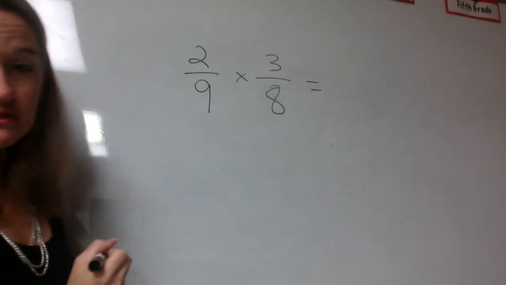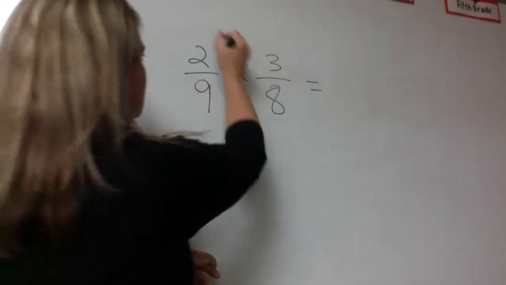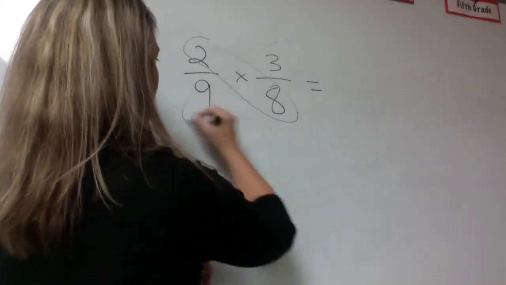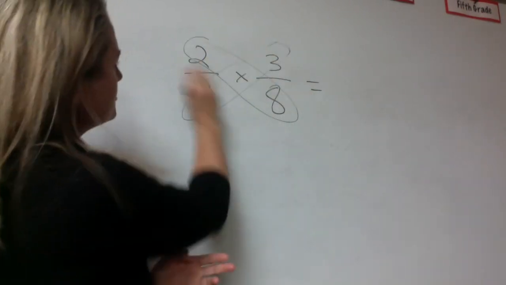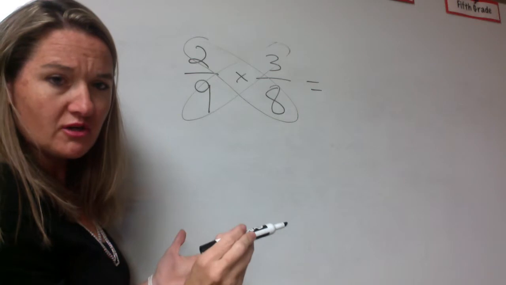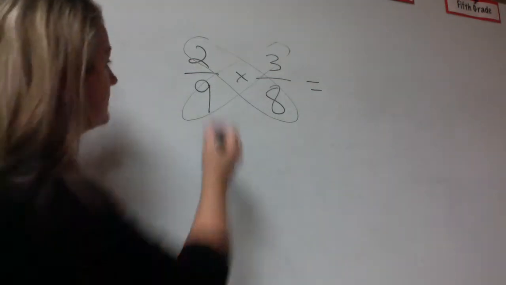Okay, so 2/9 times 3/8. Let's simplify ahead of time where we can. 2 and 8, do they have any factors in common? Yeah, they have 2. Okay, so we're going to turn the 2.